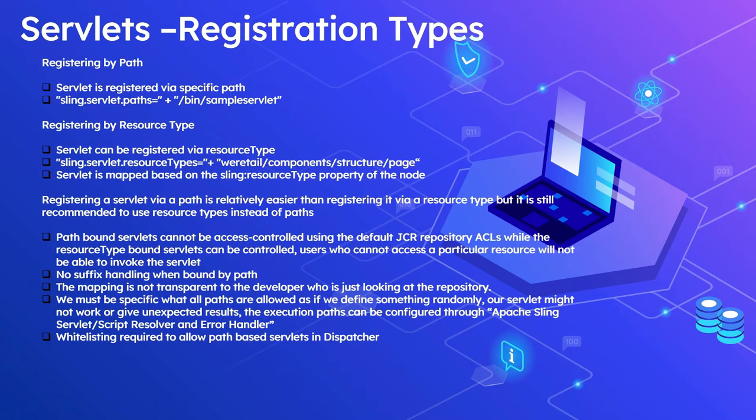The first one is registering by path. So here we are registering the servlet through a specific path. Example, sling.servlet.paths = /bin/sampleservlet. So the servlet is going to be accessible through this specific path, /bin/sampleservlet. The next one is registering by resource type. Here we are registering the servlet through the resource type.